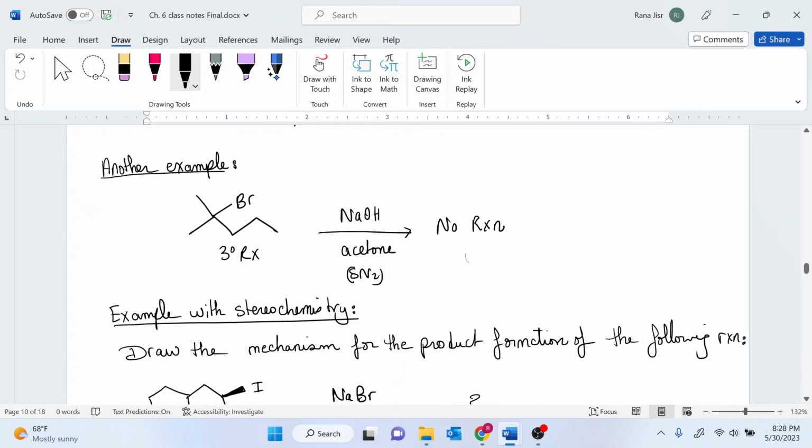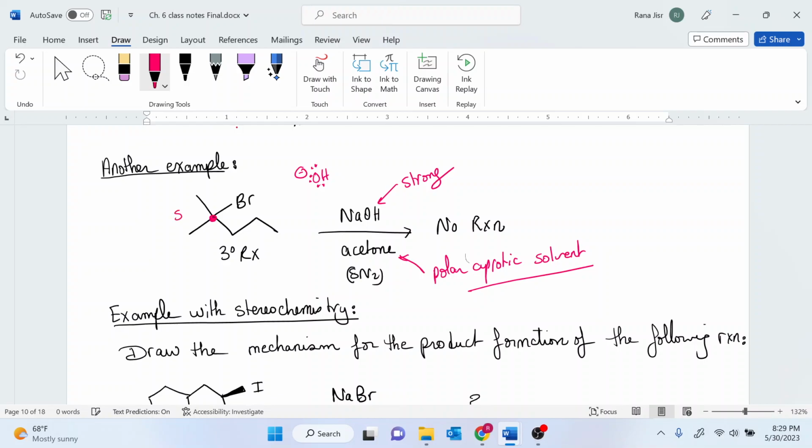Let's have another example. If you start with a tertiary alkyl halide and you are using a strong nucleophile and you are using a polar aprotic solvent, well, you won't end up having any reaction because the nucleophile here, which is the OH minus, will not reach the electrophilic site, which is the sp3 hybrid carbon. This is the E plus. And as you can see, that electrophilic site is hindered by all of these carbons.